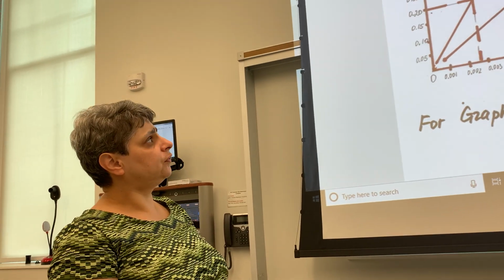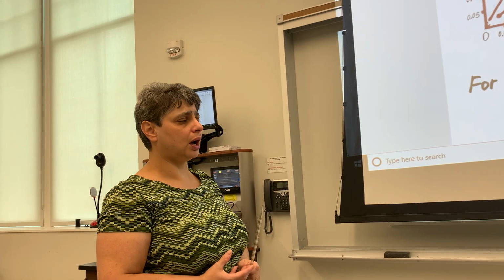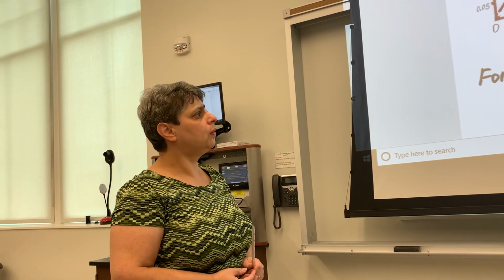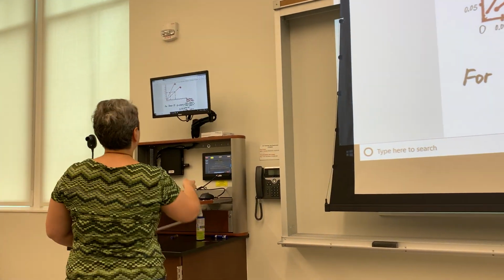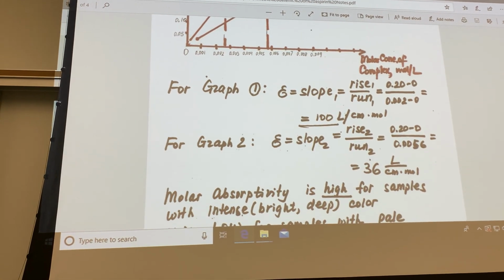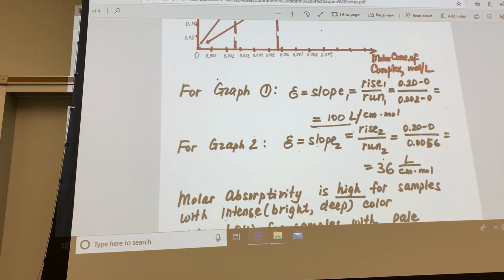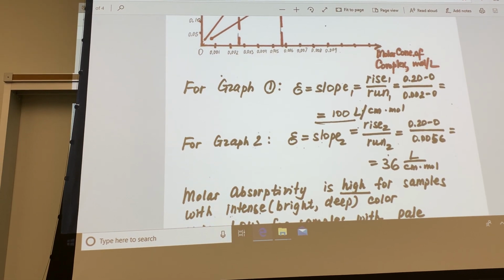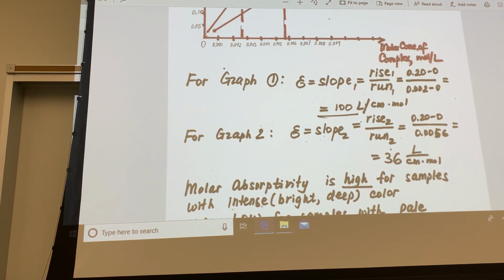I would point out that solutions that are intensely colored, like in our case, where the solutions will turn very dark purple once ferric chloride is added to the stock, typically exhibit very high molar absorptivities. In my example, the molar absorptivities that I found were roughly 40 for graph 2 and about 100 for graph 1. However, it's not atypical for molar absorptivity to be in the hundreds or even thousands for some solutions.